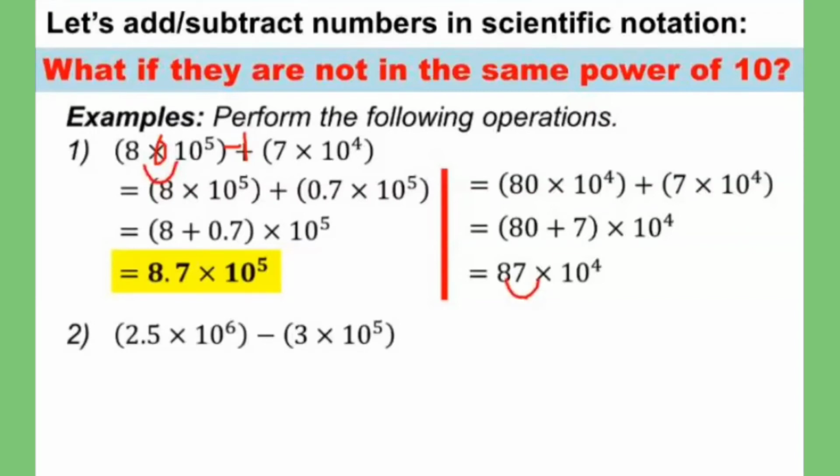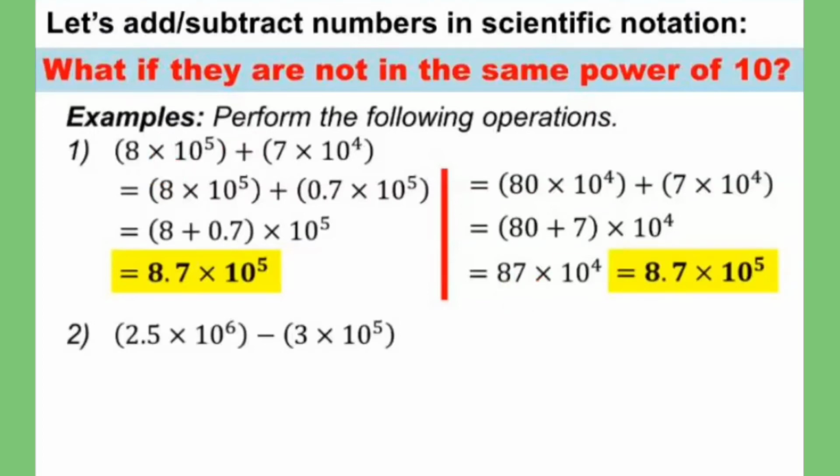Since we moved one decimal point going to the left side, we just add 1 to our exponent. Therefore, our final answer would be 8.7 times 10 raised to the power of 5.